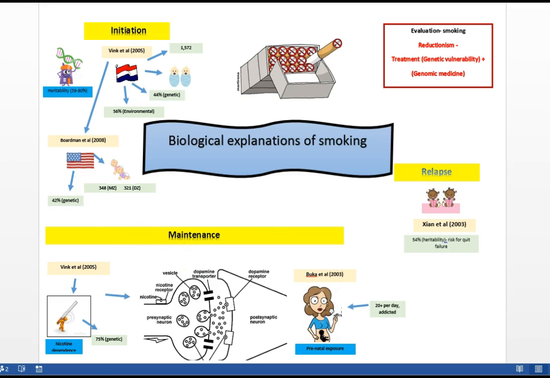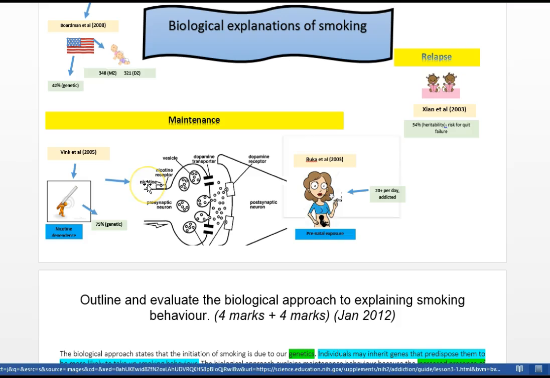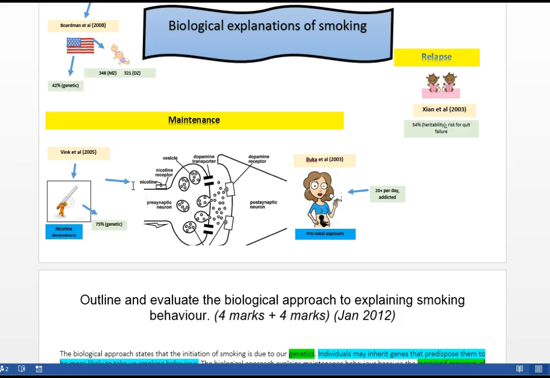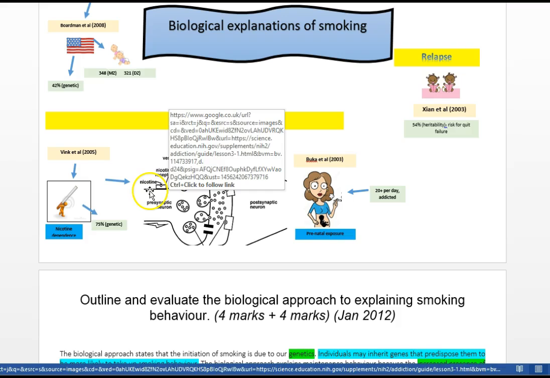Okay, maintenance behavior. So why smokers continue their particular behavior. Vincatel 2005 came up with the nicotine dependence theory, which found that because of the genetic disposition between smokers, when they do get nicotine, so you should know what this is, these are neurons. We've got millions of them. Once a smoker who is genetically predisposed to becoming addicted to cigarettes gets nicotine in their system, we have particular receptors in our brains which pick up nicotine.